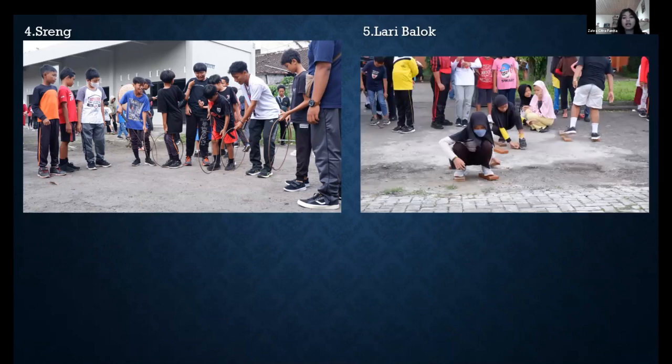The last game is Lari Balok or Block Run. This game requires 4 blocks for each individual. Walks by crouching and has to replace a block every time he steps. Block running really requires speed, coordination, and accuracy to keep going forward until the finish line.